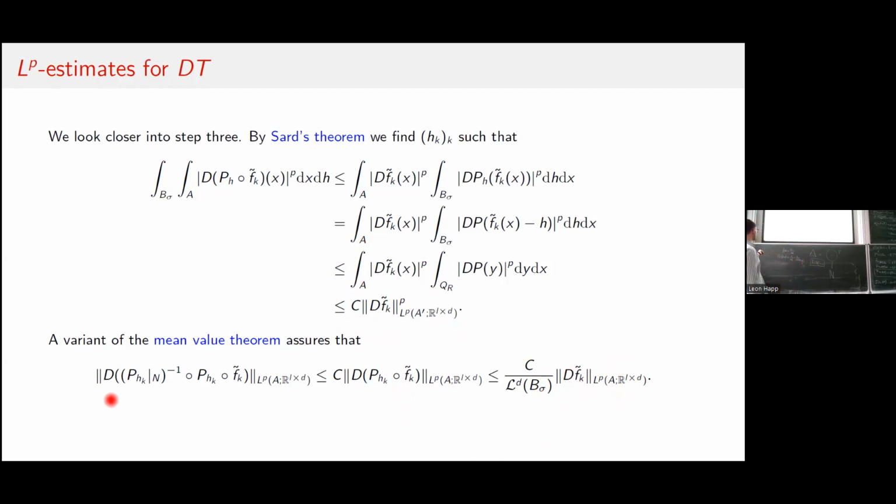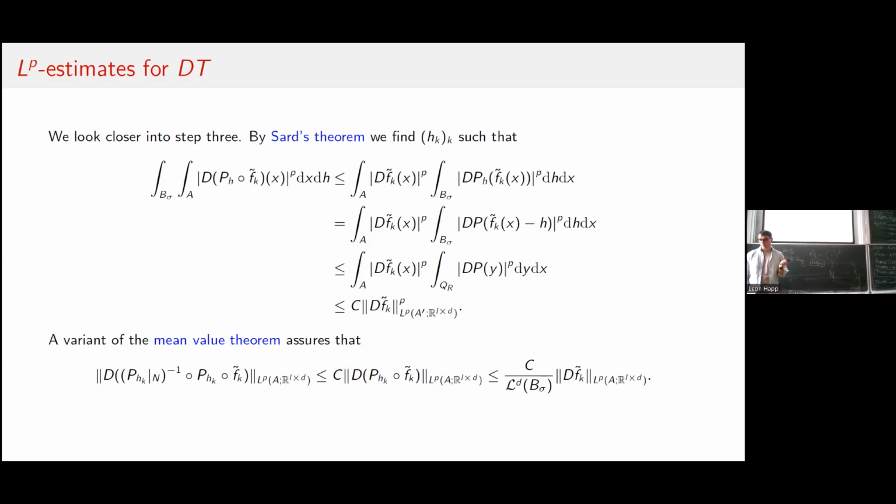To get from here to here, you just use that this is really the nearest point projection, which is Lipschitz on the closure of L delta. So the inverse will also be Lipschitz. You can just pull out the constant here and get this line of estimates. And if you pass the limit in K, this will give us the LP estimate for the derivative.